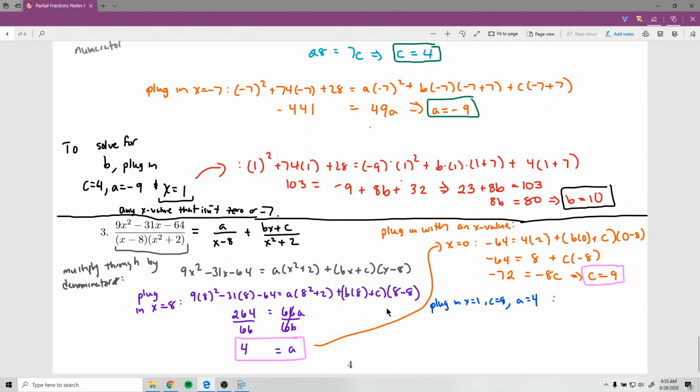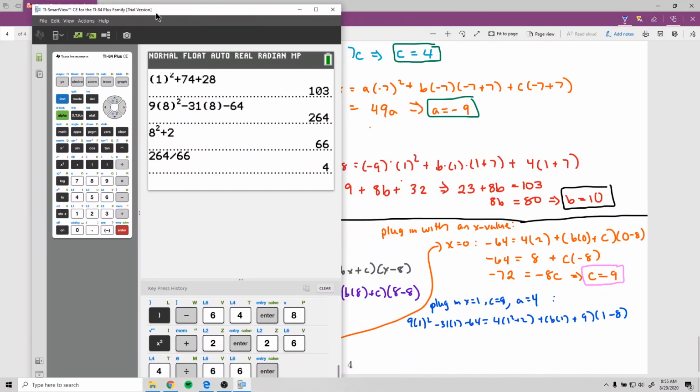All right, so reset, we're plugging in 1 for x. That's our left side again. The right side, we have a is 4 and x is 1. B is what we're solving for. Plugging in 1. C is 9. And then for x, once again, we have our 1 that we're plugging in. And now you can see we have everything plugged in except b. We'll be able to solve for b.